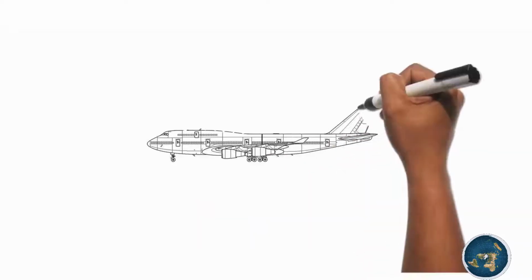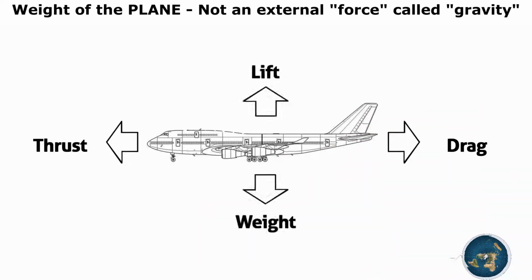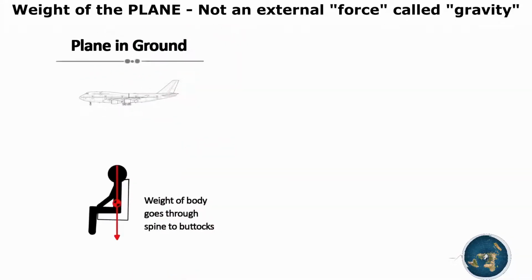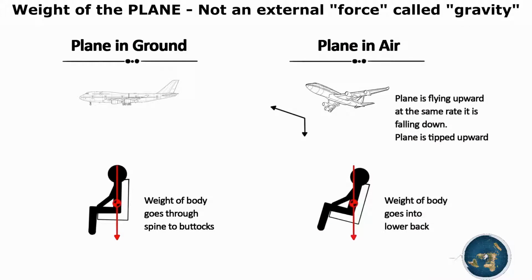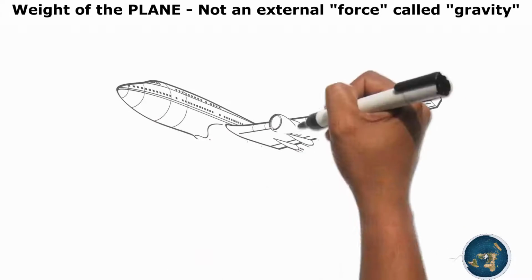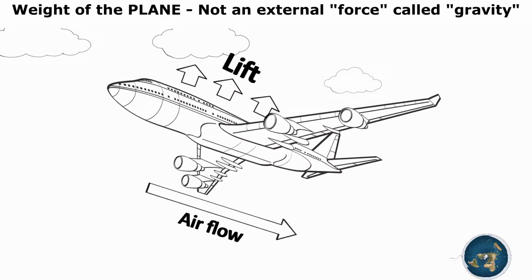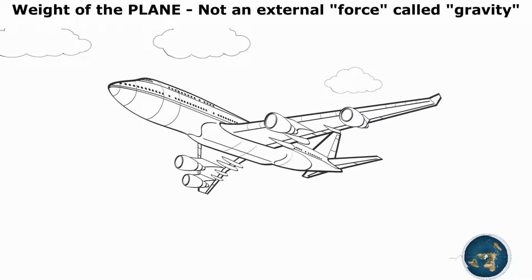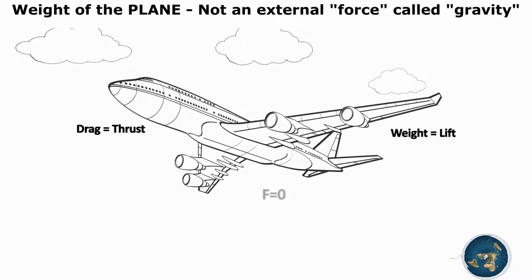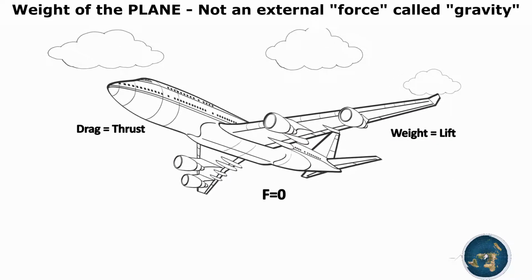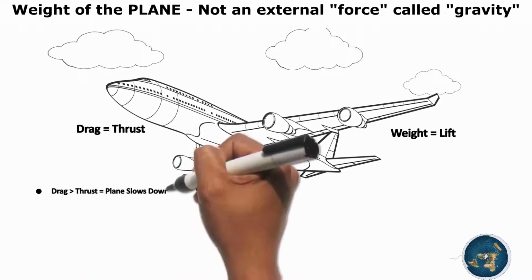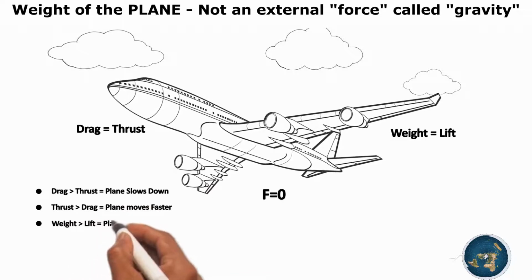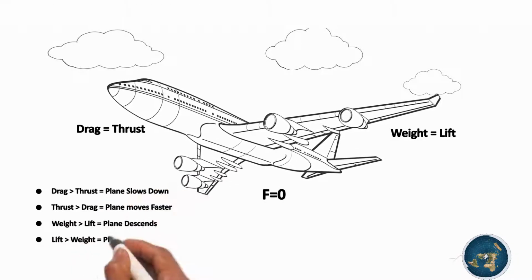The four aerodynamics of an airplane are drag, thrust, weight, and lift. Thrust counters drag. It is a mechanical force that keeps the airplane moving in the air. Weight is the airplane body, passenger, and luggage weight in total. Lift overcomes the weight and holds the airplane in the air. Lift is created mostly by wings to keep the plane aloft. So, to keep the airplane moving, flying straight and level, this must be true. Which means no net force acting upon an airplane. In any case, if drag is greater than thrust, the plane slows down. If thrust is greater than drag, the plane moves faster. If weight is greater than lift, the plane descends. If lift is greater than weight, the plane climbs.